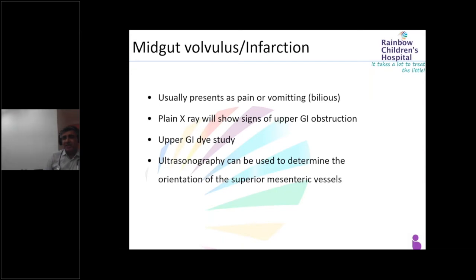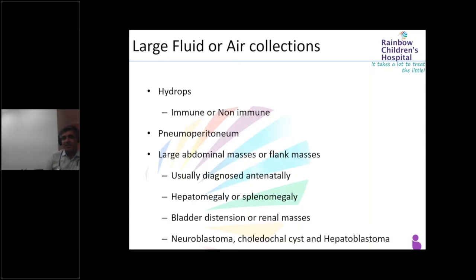Midgut volvulus rarely presents as distension. It usually presents as bilious vomiting, or the baby is not able to digest the milk and is continuously vomiting. Plain X-ray will show signs of upper GI obstruction in the form of the features of duodenal obstruction like double bubble appearance. Upper GI contrast study is diagnostic. It will reveal the malrotation, the characteristic signs. And ultrasonography can help us to determine the orientation of the superior mesenteric vessels.